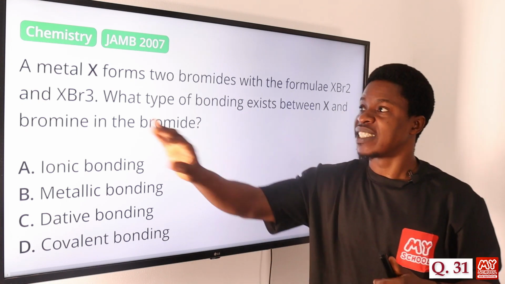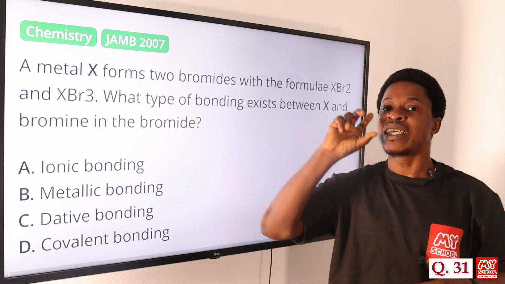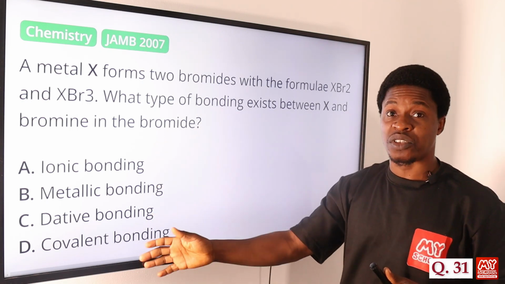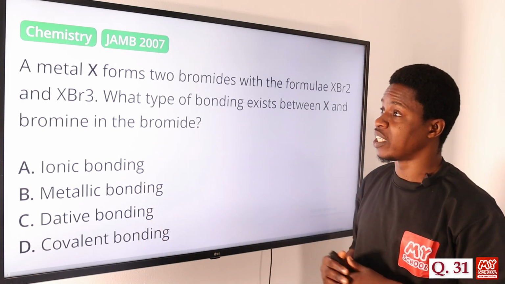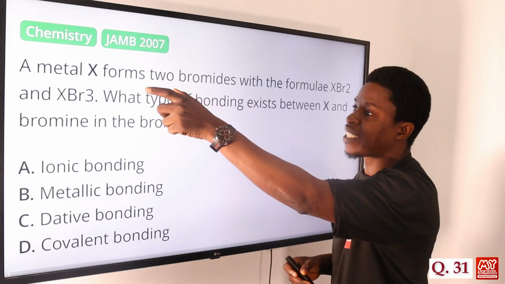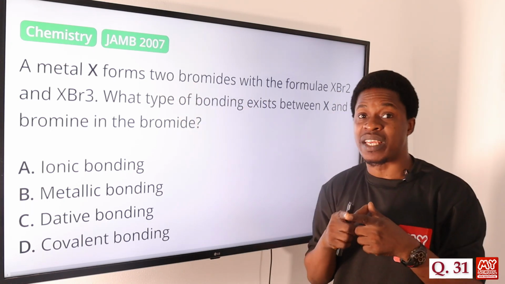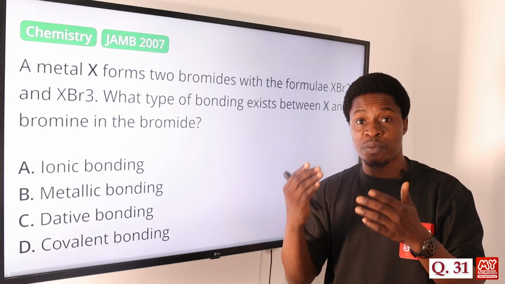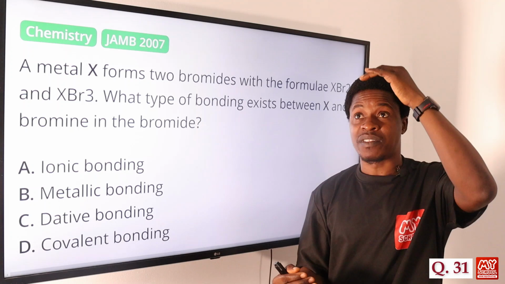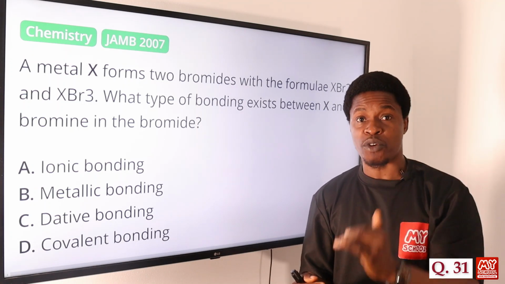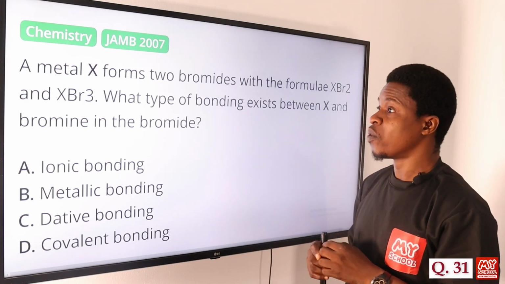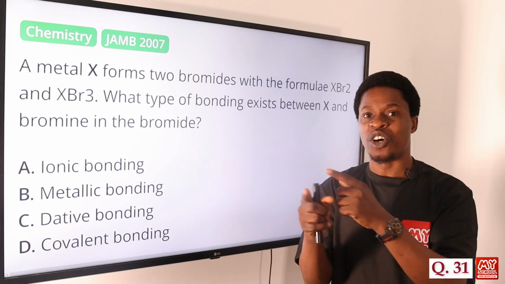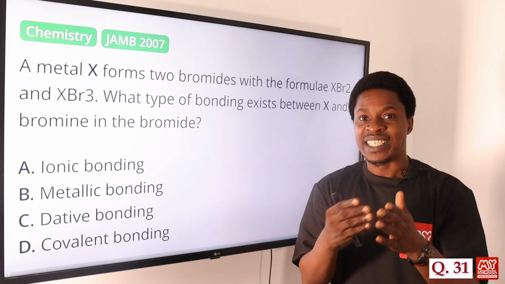But already we're told that it is a metal X. Because we want to find out which type of bonding is actually engaged, this is a bonding between a metal and bromine. And we know that bromine is a non-metal, in the group 7 elements, directly after fluorine, chlorine, bromine. That's a non-metal.